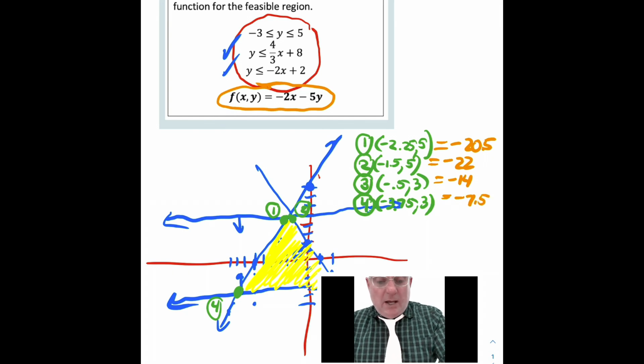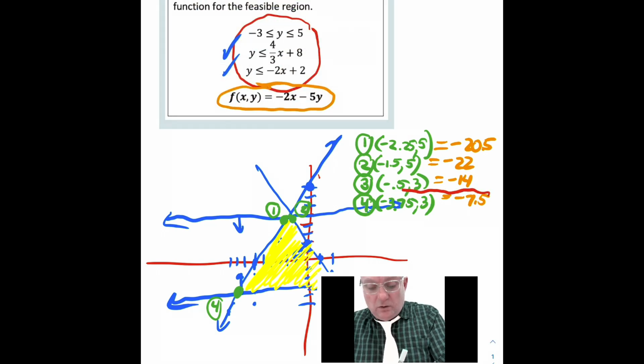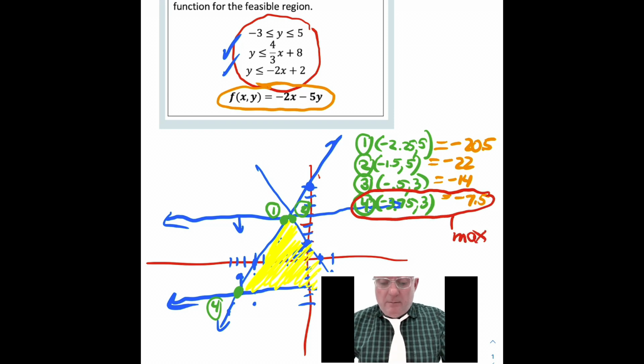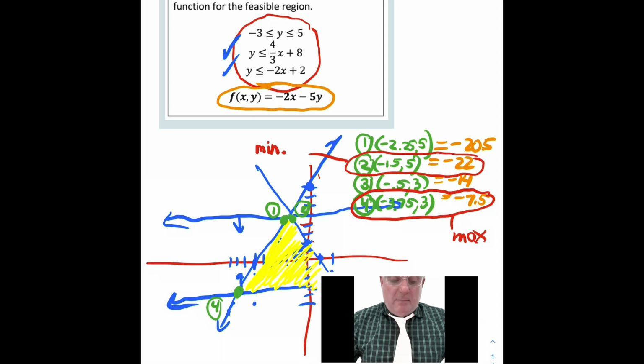So my maximum value is actually the negative 7.5. These are all negative. So I would circle this. This is where my maximum happens. And my minimum value is the negative 22. So I'd circle that. That's my minimum. Okay? This is a really good way to find maximum and minimum quantities if you have two variables to contend with. So we'll look at some word problems where they apply to two variable systems, and we'll do the exact same process. Thanks a lot.